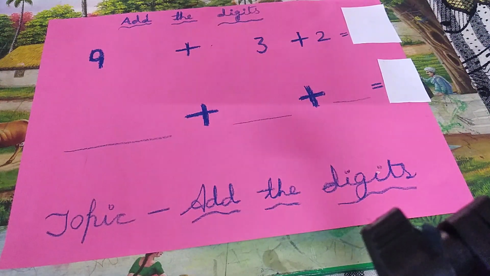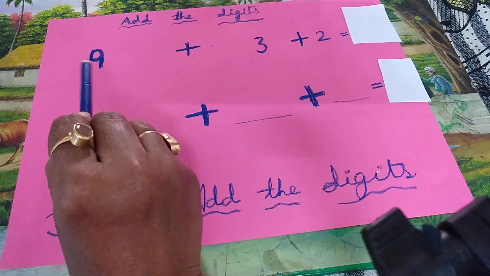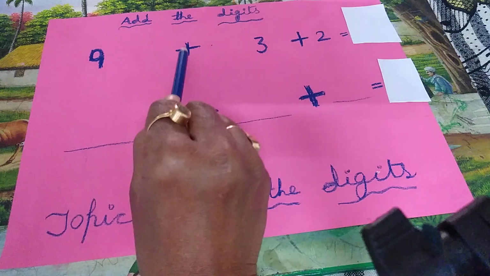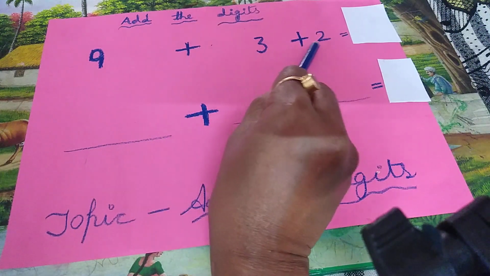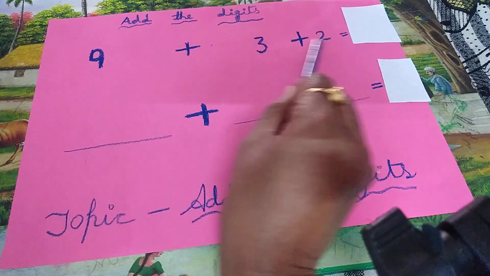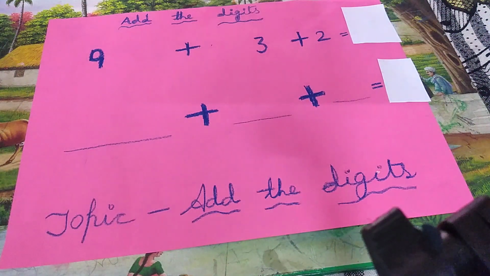Suppose you are in an exam hall, and ma'am has given you addition of digits to solve. That time, how can you perform the addition so fast? See children, the first digit is 9, 9 plus 3 plus 2. You have to add these digits. Now in the exam hall, what will you do?